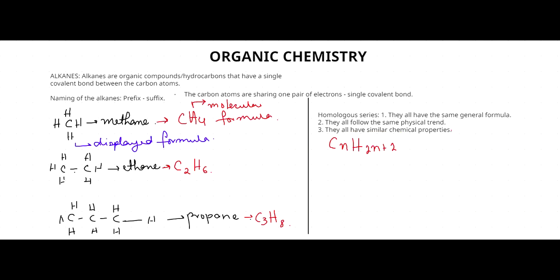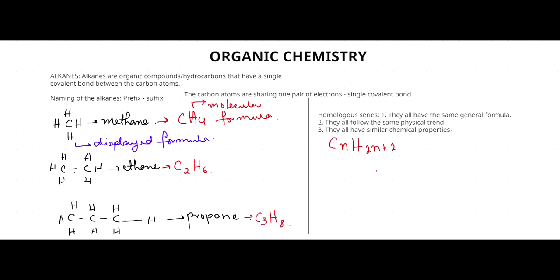But this is the general formula for alkanes. As soon as we change the series, as soon as I go from alkanes to alkenes, alcohols, or carboxylic acids, the formula will change. So in a homologous series, all the alkanes will follow the general formula. Now let me explain this formula to you.